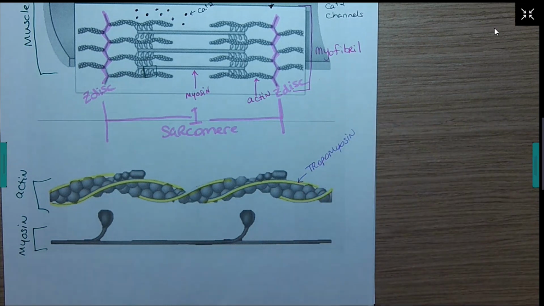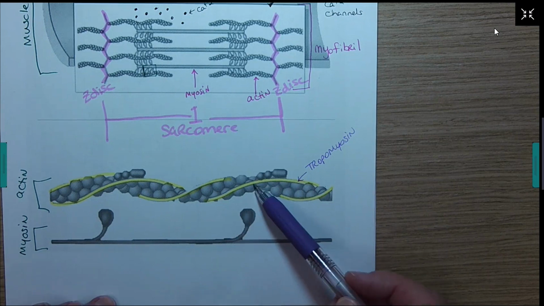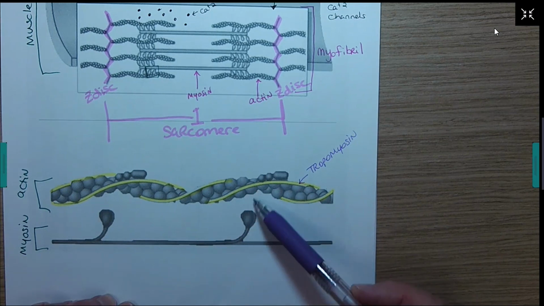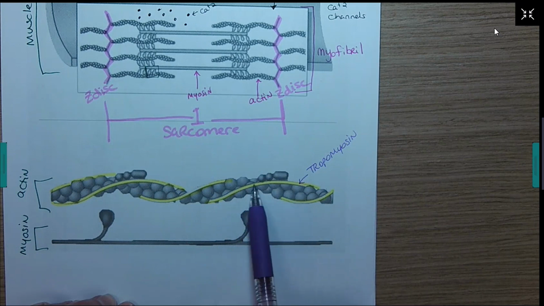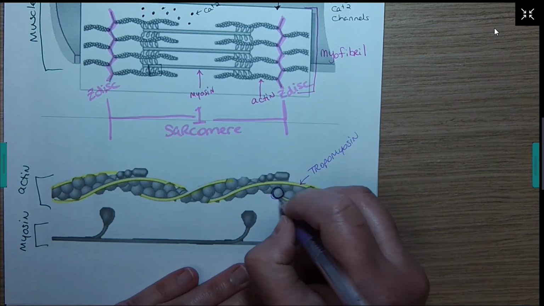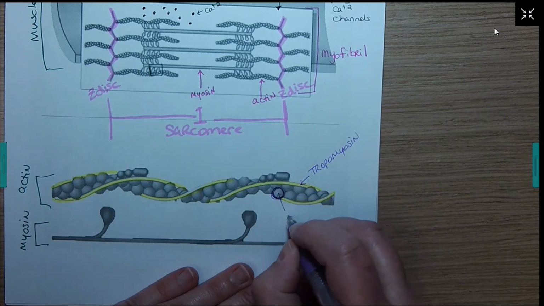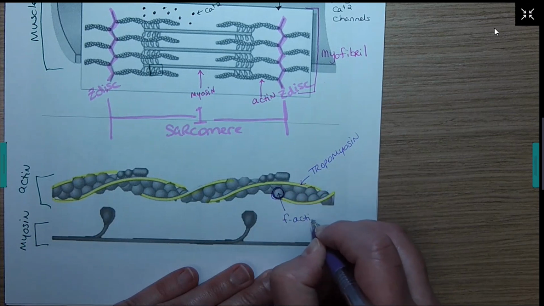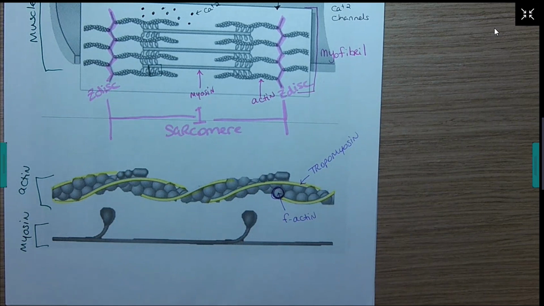And remember, their job is to cover the active site on the F-actin molecule, preventing myosin from binding. So that's why myosin is not forming a cross bridge with actin right now, because the tropomyosin is covering up those active sites so that the myosin can't bind. These spherical structures are the F-actin part of the molecule, and that's what has the active site. That's where myosin binds.